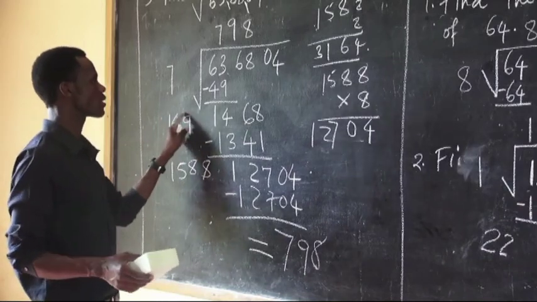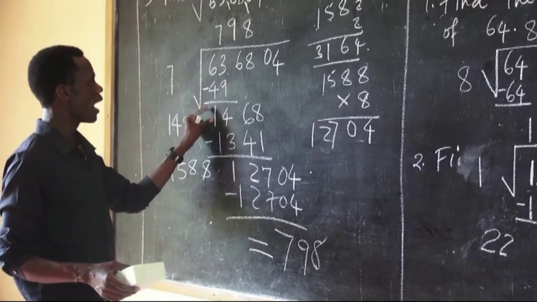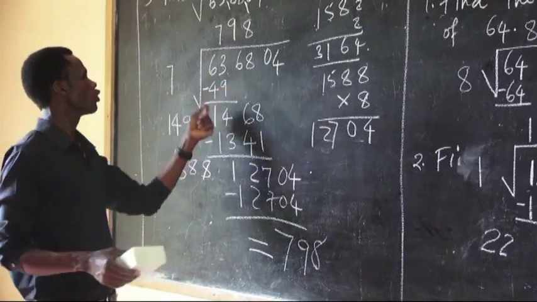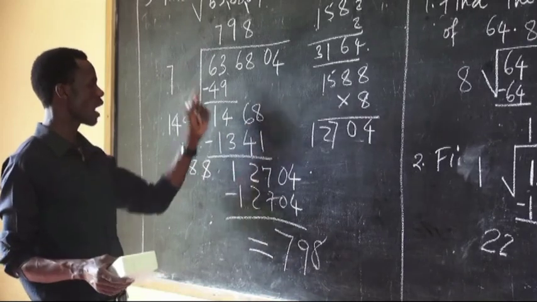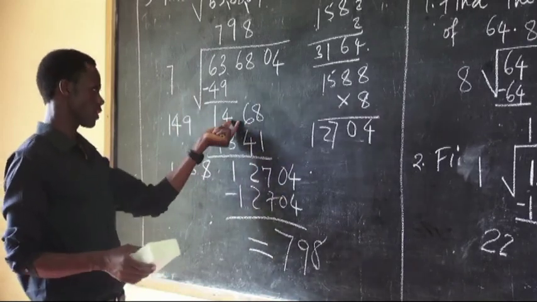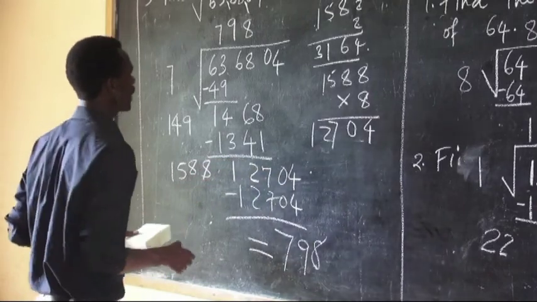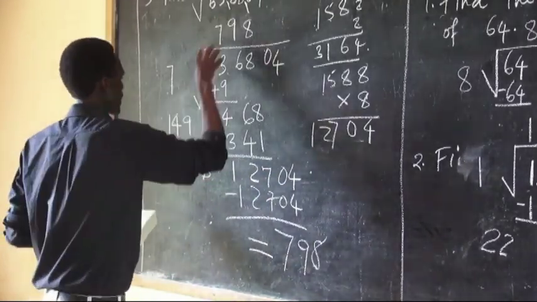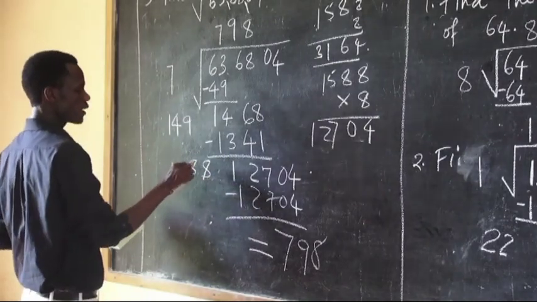When you have written here 6, you multiply by 6. But the intention is all about finding 1,000. After dropping the second group, you get 1,468. And therefore, you find the nearest number to this one, or the exact number. Now, when you get one, you take this number plus this number, which becomes 158. And therefore, you write the number here.